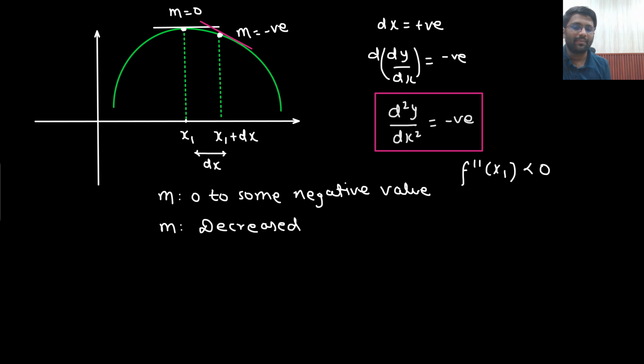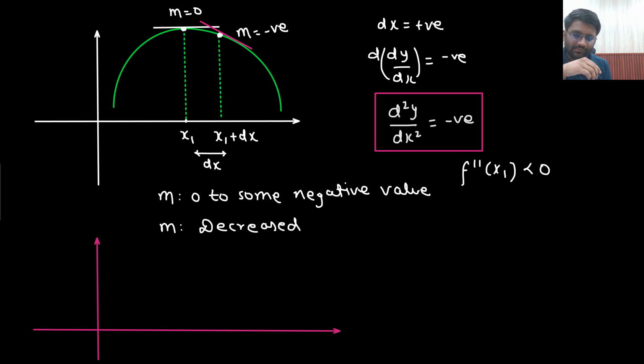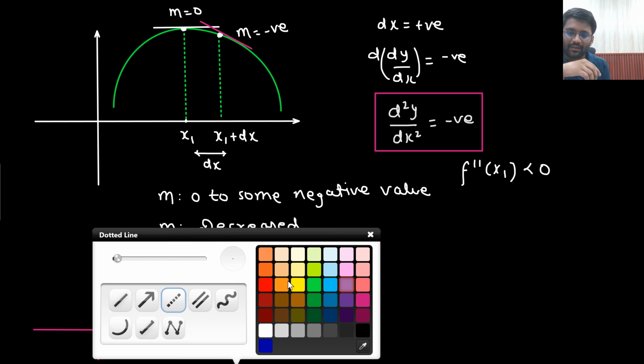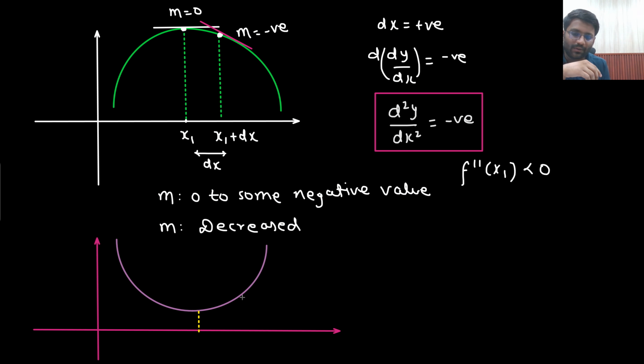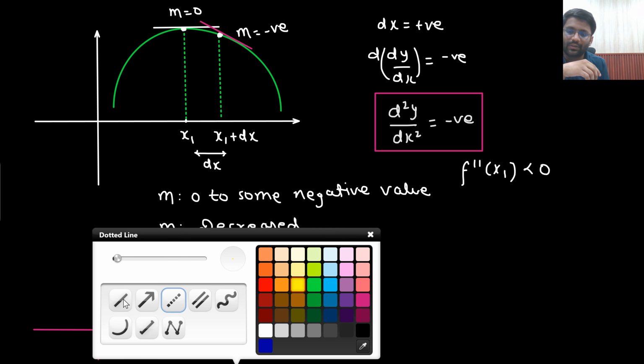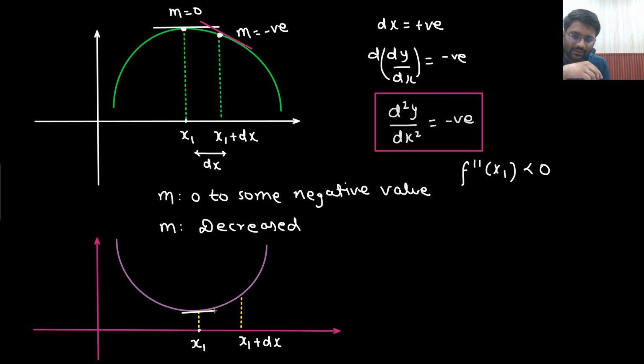Same goes for local minima as well. Do it on your own. Draw the graph. We are talking about minima. I will draw the graph in this manner. x equals x1 is my point of minima. Then take a nearby point only, although it will look far, it is actually near only. This is x1, this is x1 plus dx. Draw the slope. The slope here is 0, and here you are getting some positive slope.